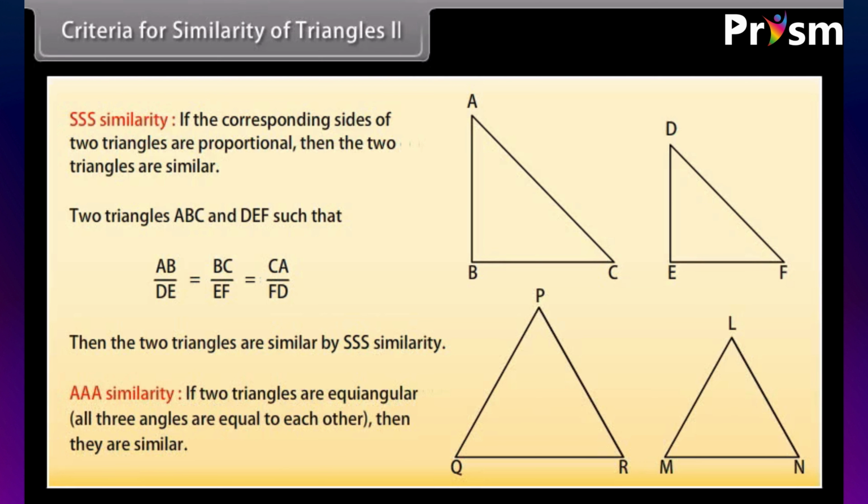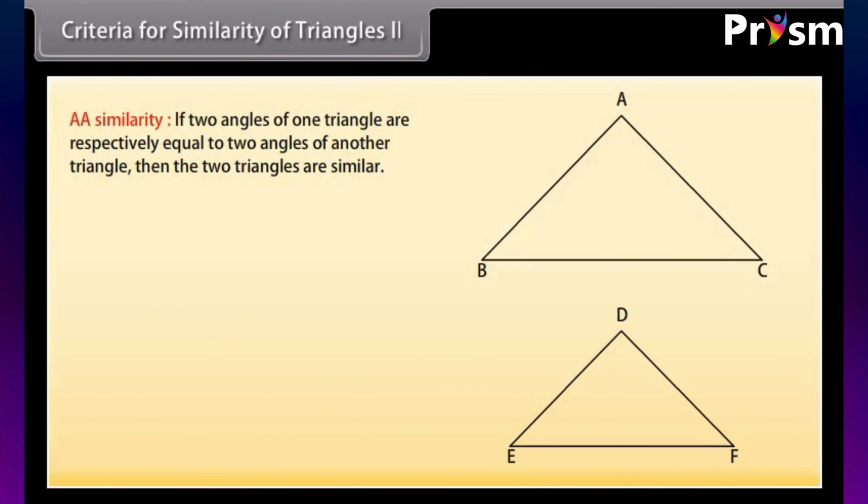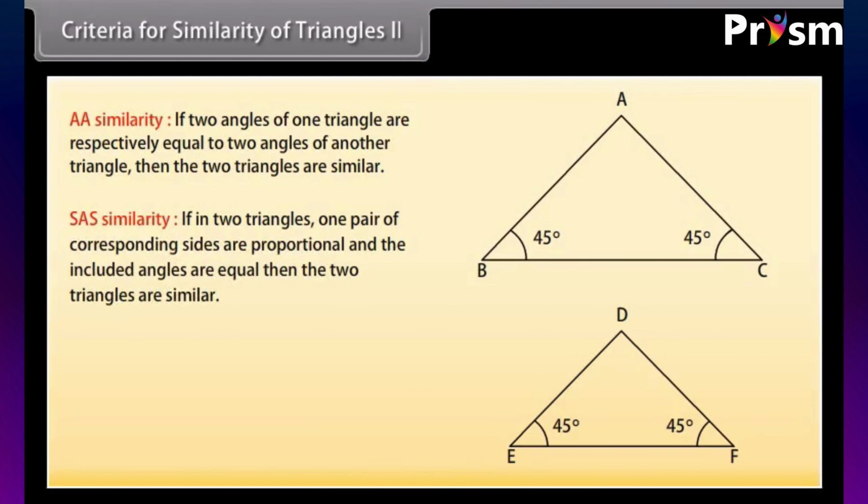AAA similarity. If 2 triangles are equiangular, all 3 angles are equal to each other, then they are similar. AA similarity. If 2 angles of one triangle are respectively equal to 2 angles of another triangle, then the 2 triangles are similar. SAS similarity.